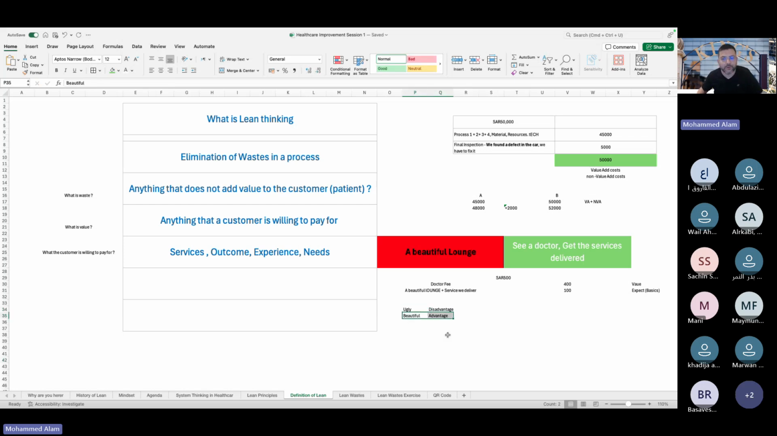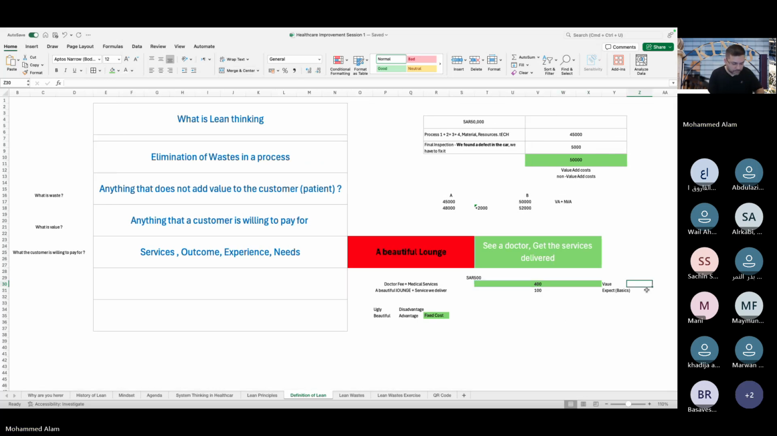We need to deliver this beautiful lounge, and it has some fixed cost. Correct? Fixed cost of sofas, fixed cost of coffee, or other snacks that you're delivering. So you cannot do much about it. Either you can make the quality inferior, but that would make it ugly, not beautiful. Now it has a fixed cost. Where is the variable cost? The variable cost is, say, plus medical services. Let's say this is where an opportunity is, where we can say it's a variable cost.